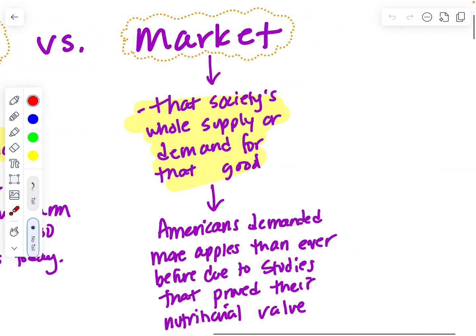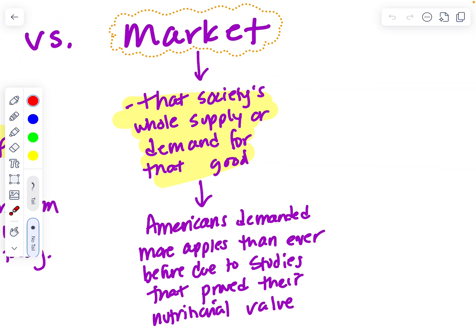Then we're going to focus on market. And market, I think, is a little bit more relatable in terms of these are the things that you hear about in the news, or these are the reasons why you might go out and demand a certain product. And market supply and market demand has to do with the entire society's demand for that good, or our entire society's ability to supply that good.